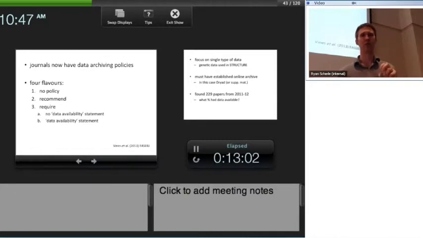So if the authors feel like they don't want to share the data, they're at least forced to state on the paper, we don't want to share our data. And that's, as you'll see, quite an effective lever mechanism.